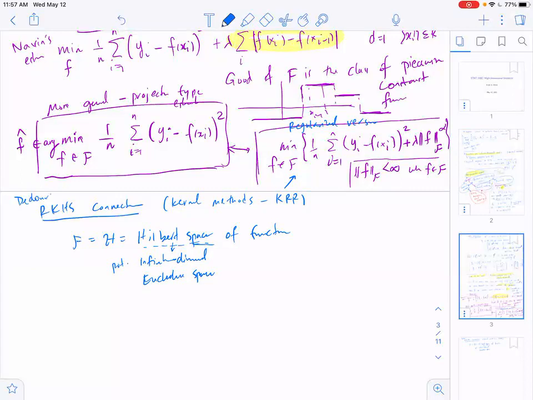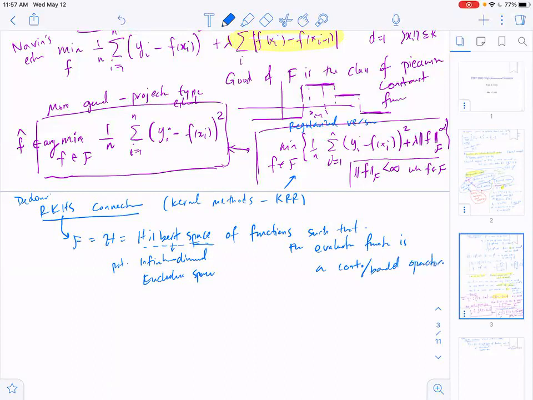And then an RKHS is a Hilbert space of functions. Hilbert spaces could be abstract, but you could have Hilbert spaces of functions. In fact, the idea of Hilbert spaces was originally introduced to study spaces of functions. An RKHS is a Hilbert space of functions such that the evaluation functional is a continuous, bounded operator.